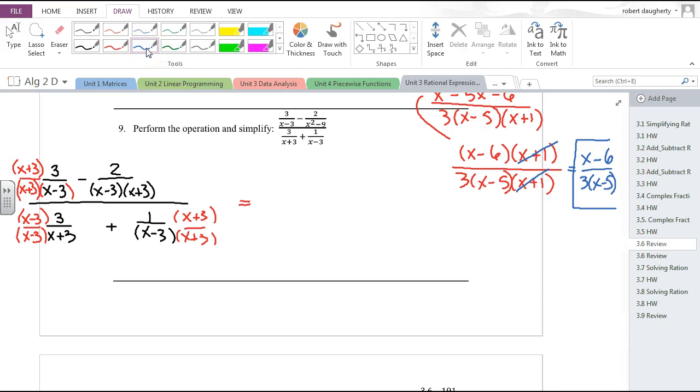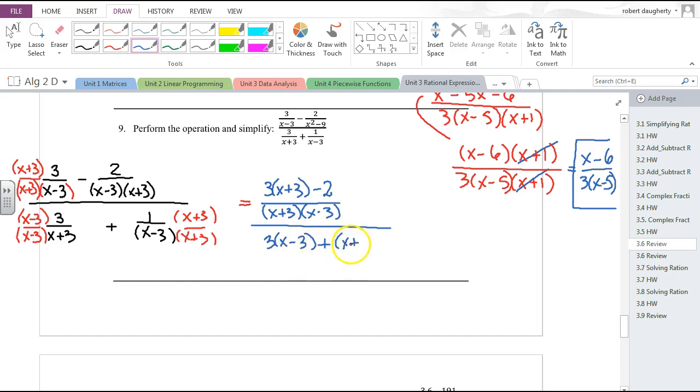So I'm going to have 3 times x plus 3 minus 2, all of that divided by x plus 3 times x minus 3. That's the top fraction. And on the bottom, I get 3 times x minus 3 plus x plus 3, all of that over x plus 3 times x minus 3.